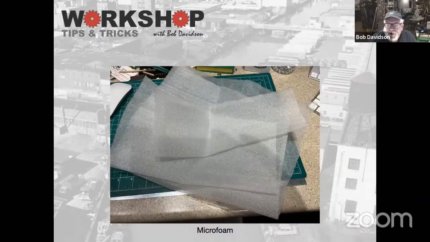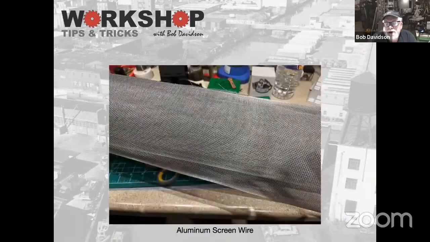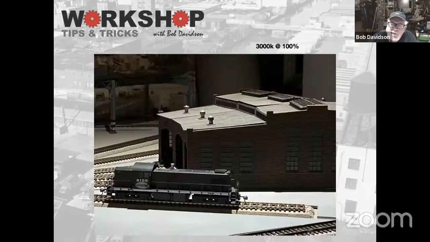If you have troffers, you can lay a sheet of it inside the bezel, and it really will soften the light. Another interesting thing to use is aluminum screen wire. Aluminum screen wire will also diffuse the light. And here's a couple examples.